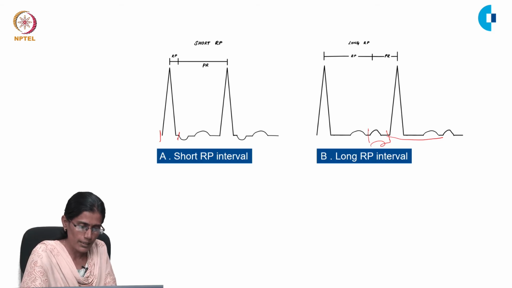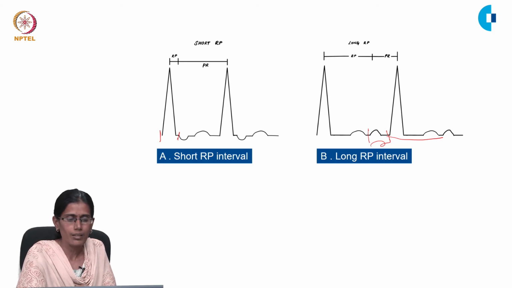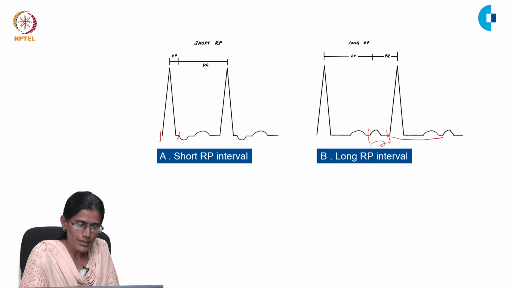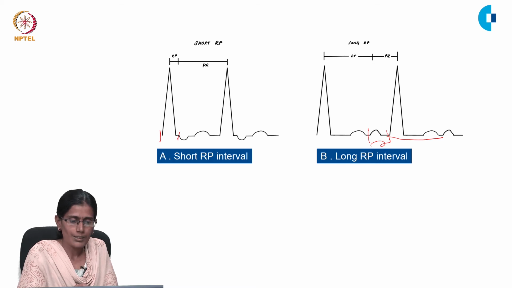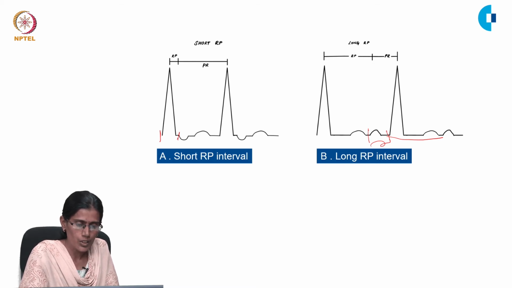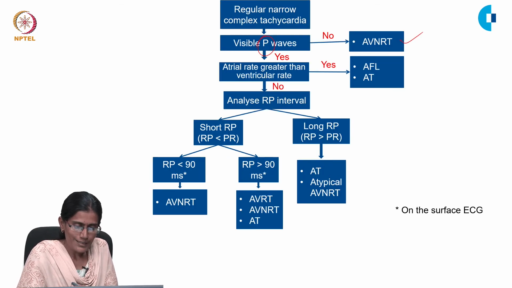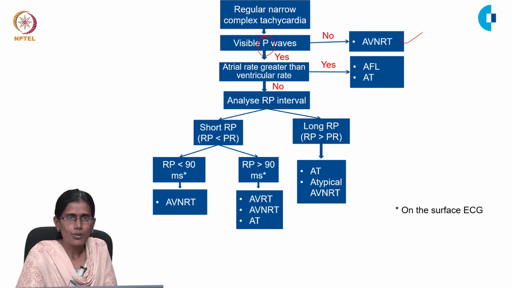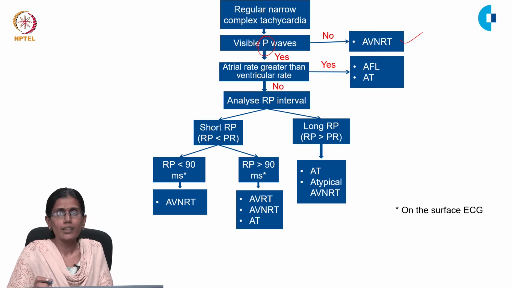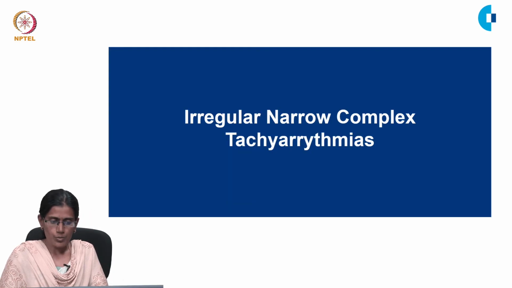But during some arrhythmias, we have discussed AVRT, the P wave happens immediately after the QRS complexes. So the RP is very short compared to the PR interval. So if the RP interval is less than 90 milliseconds, you have to suspect AVNRT. So we have discussed regular narrow complex tachyarrhythmia.